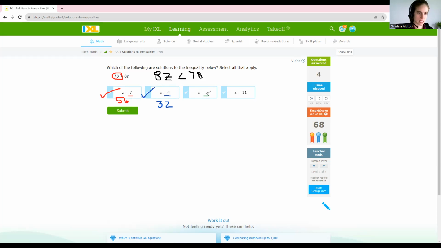All right, now we have z is 5. So 8 times 5 is 40. Is 40 less than 78? Yep, that one works. And then last but not least, we have z equals 11. 8 times 11 is 88. Is 88 less than 78? No, it's not. So the first three work, the last one doesn't. So the first three are possible solutions to the inequality. The last one isn't.